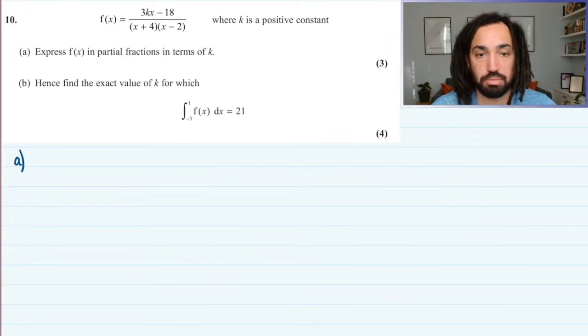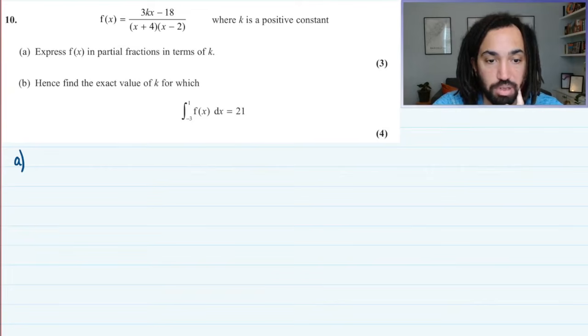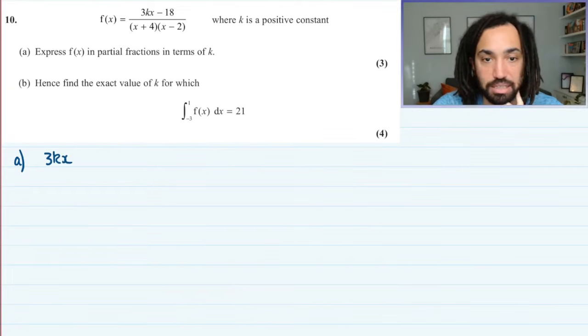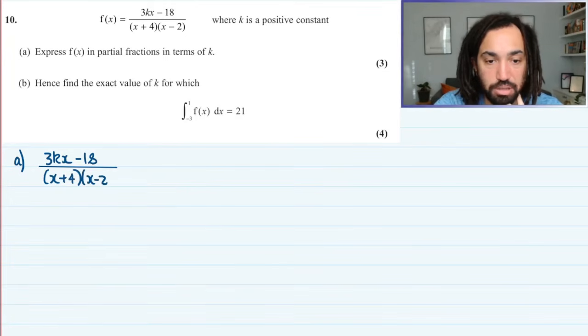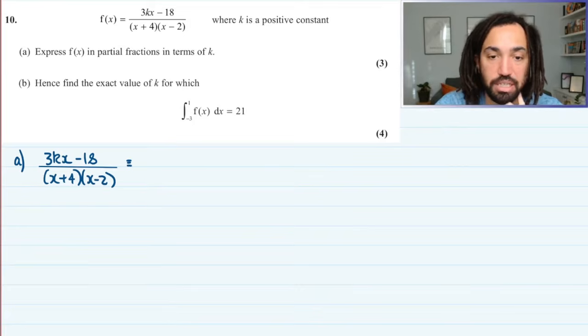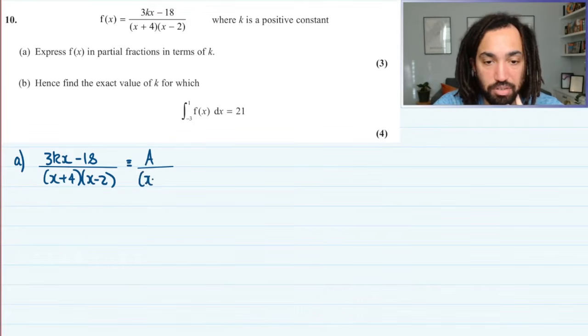Okay, so no problem. So f of x we can write as (3kx minus 18) over (x plus 4)(x minus 2), and we could say that that is identical to a constant a over x plus 4, plus a constant b over x minus 2.